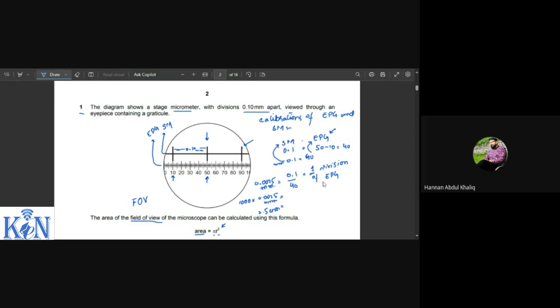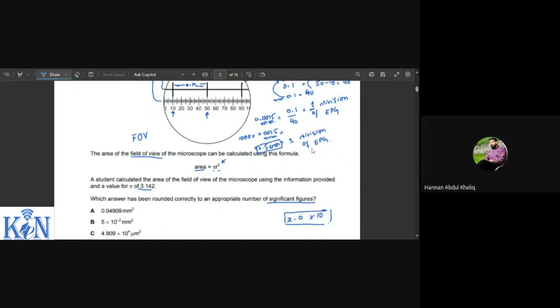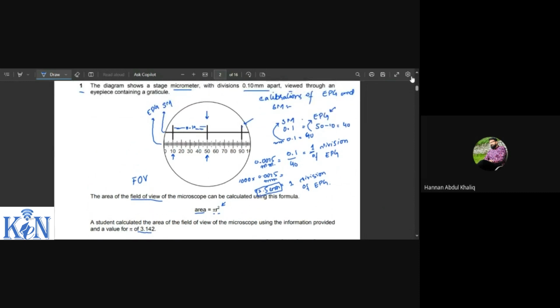Now this is one division of the eyepiece reticule. What does it mean? All single scales, all scales either larger or smaller, are equal to 2.5 micrometers. This is exactly according to the book of Cambridge A levels. So one division of eyepiece reticule is equal to 2.5 micrometer.